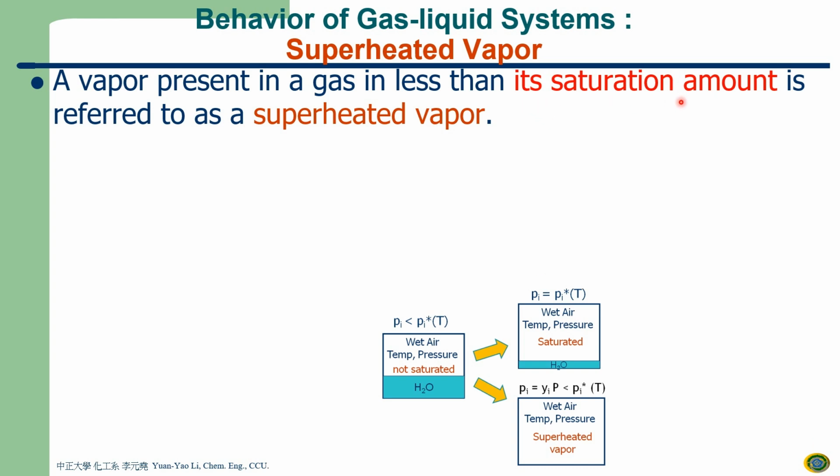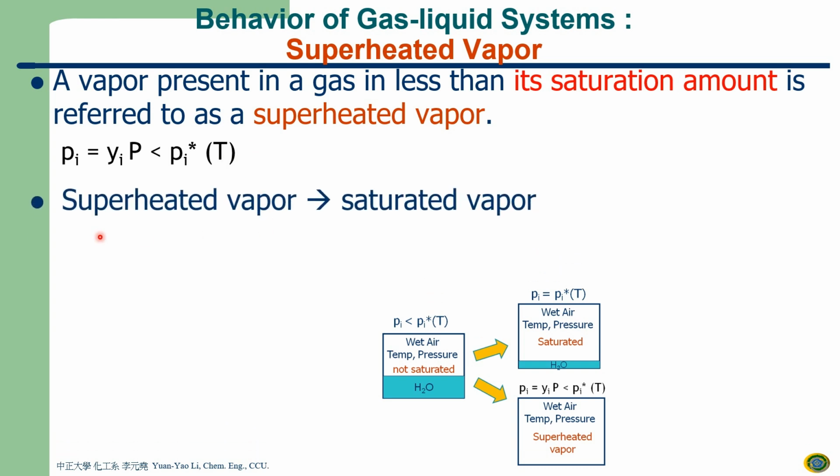Why is it less than the saturated amount? I just told you that if I add more water here, this water will be vaporized, so it's always not enough. So that's why it's less than a saturated amount. So this is what we call superheated vapor. So Pi will be less than Pi star, a function of T. And at this time it's equilibrium. It reached equilibrium, right?